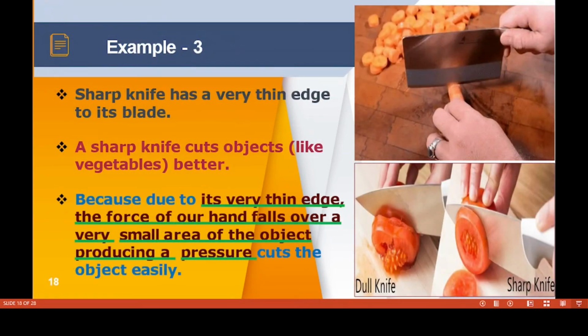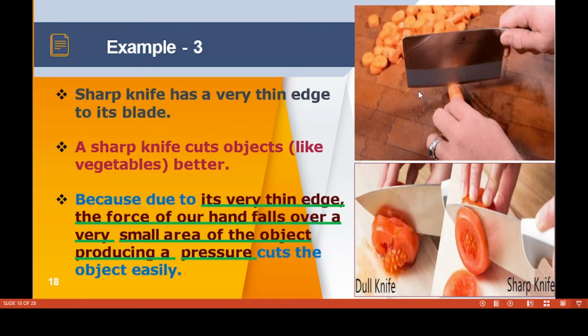Now it's time for example 3. Children, your mother is using this sharp knife. A sharp knife has a very thin edge to its blade. So a sharp knife cuts objects like vegetables better.